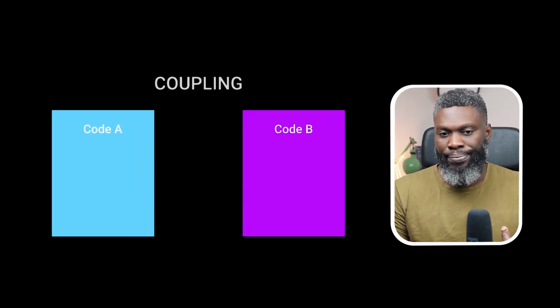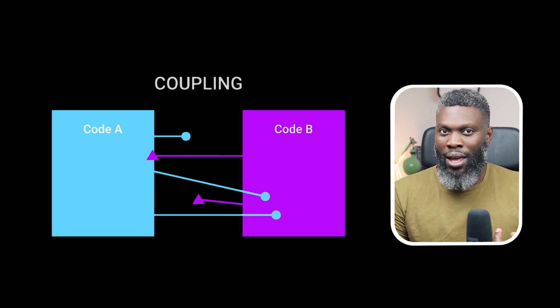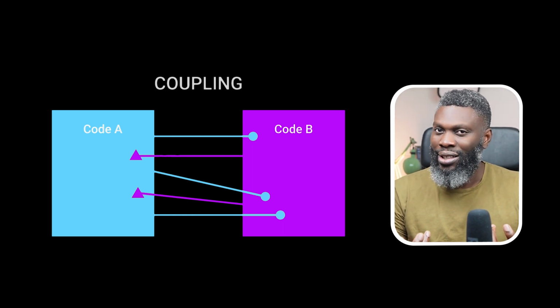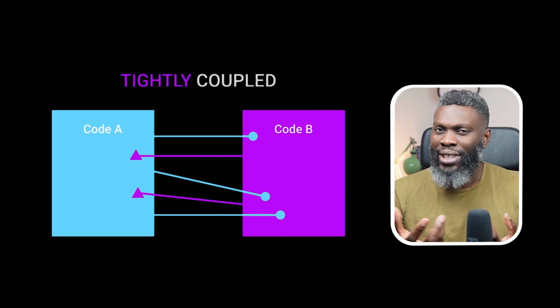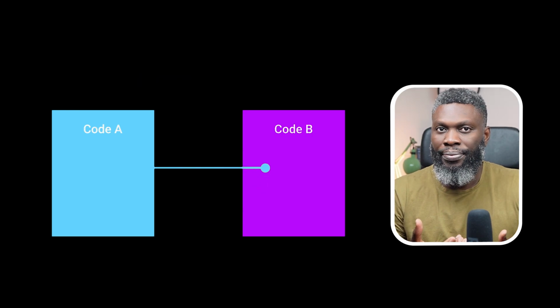Let me give you an example. So let's say you have a component A and another component B, and you want to test component A. You will not be able to test component A without knowing the internals of component B. That is an indication that your code is tightly coupled and thus making your testing a bit cumbersome.